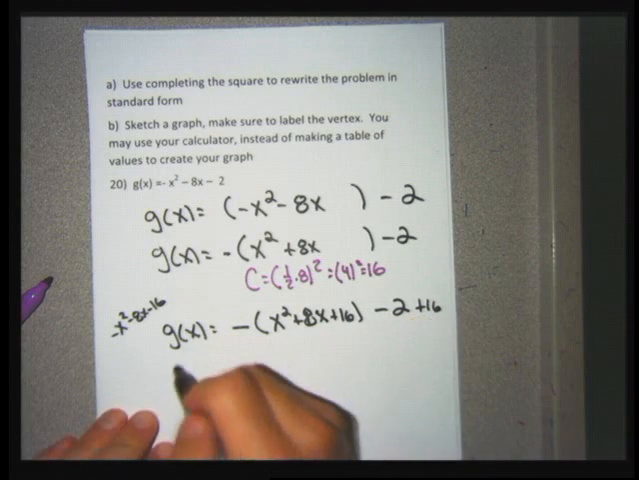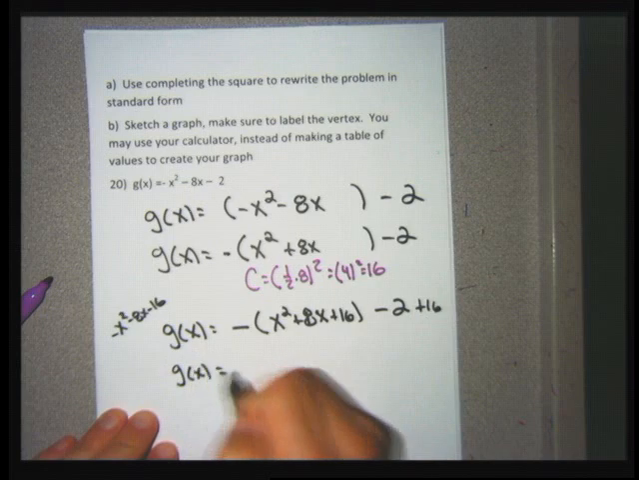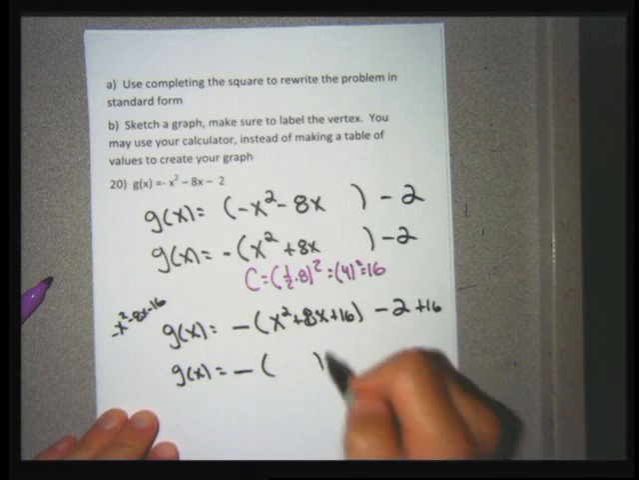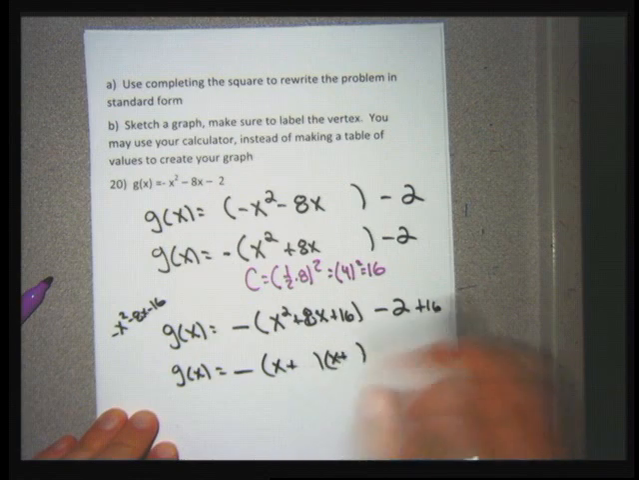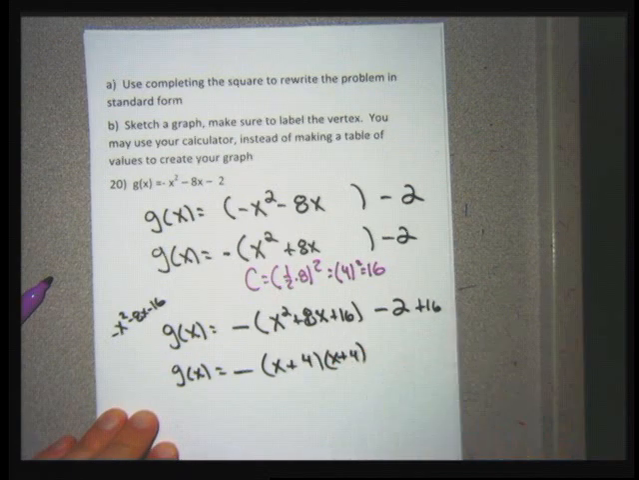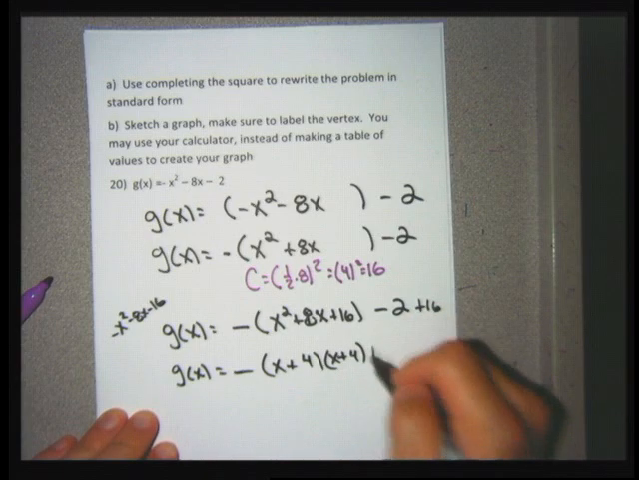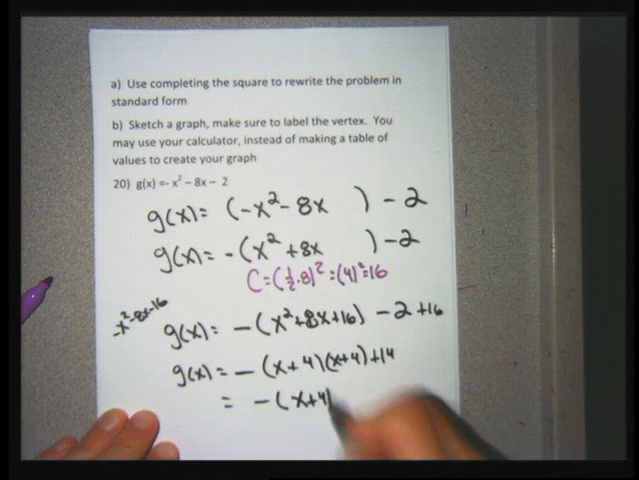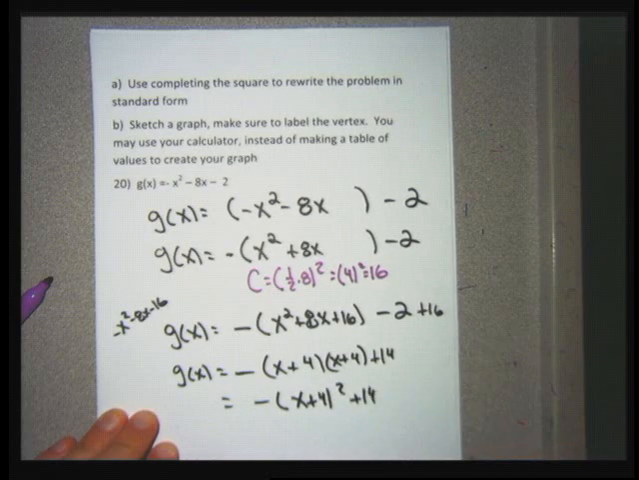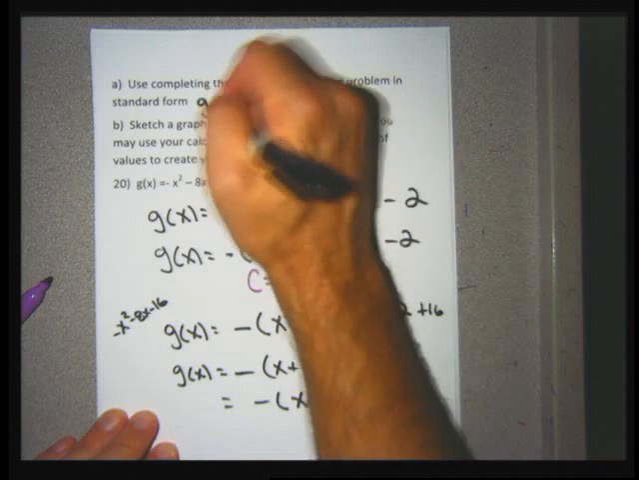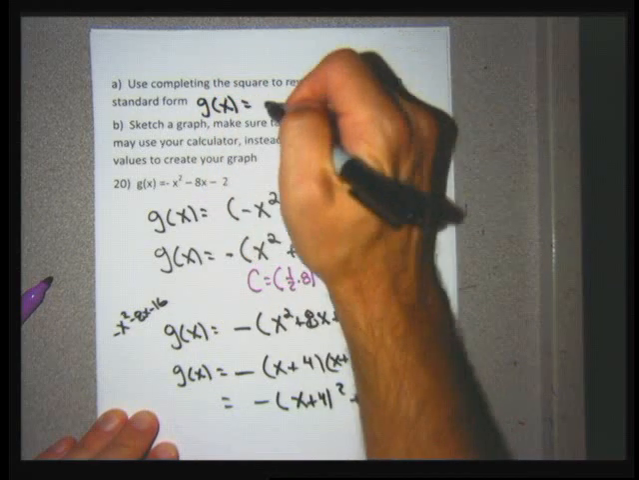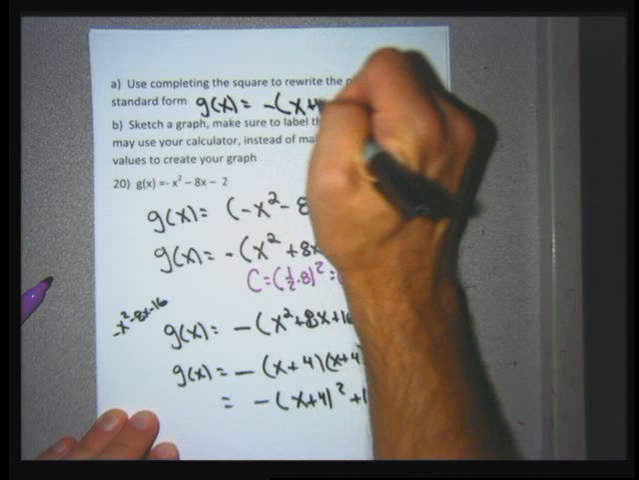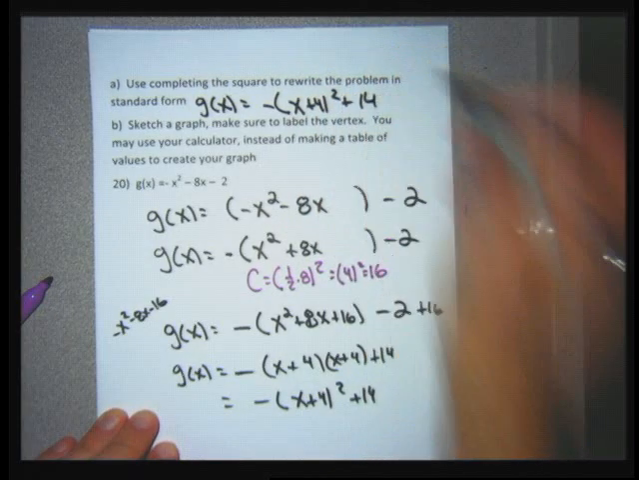Now I'm going to factor the parentheses. I'm going to leave the negative sign out front. The parentheses, nothing but pluses. My last have to multiply to 16 and add to 8, and that's x plus 4 and x plus 4. The minus 2 and the positive 16 add up to 14. So this is going to be negative x plus 4 squared plus 14. So this function rewritten is g of x equals negative x plus 4 squared plus 14.